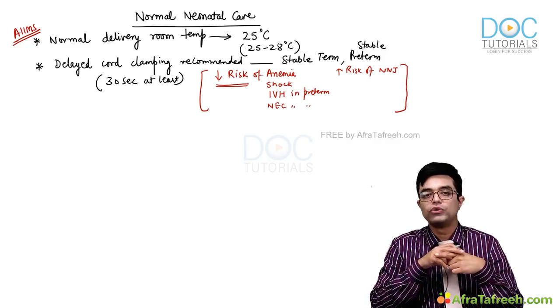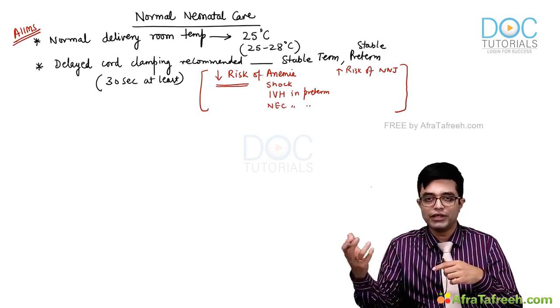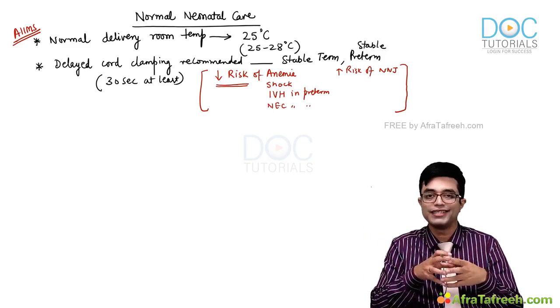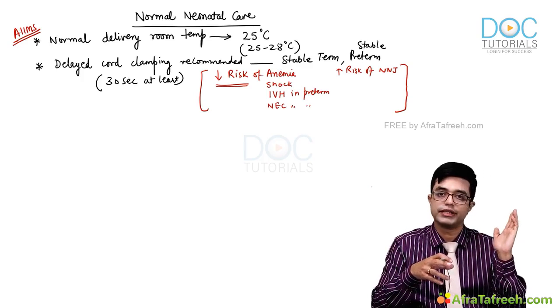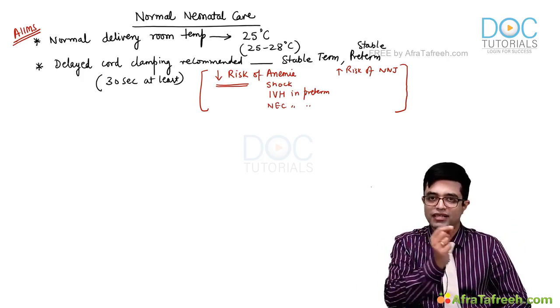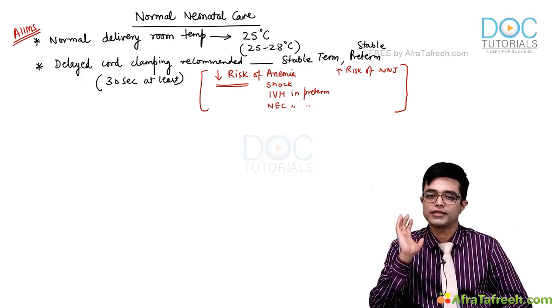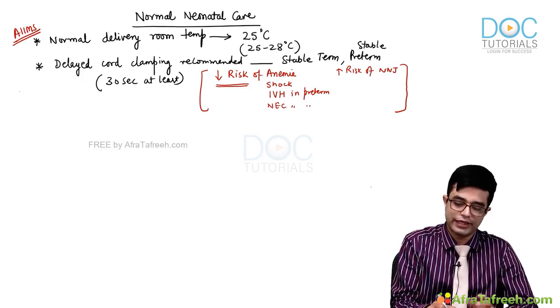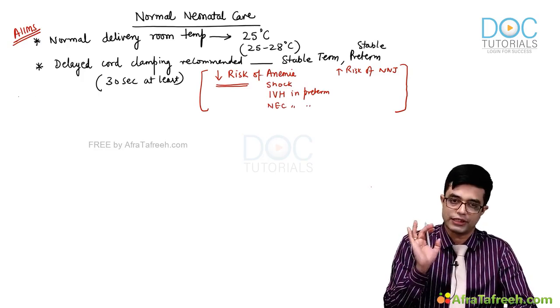The practical point to note is, if the child is not breathing or if the child has asphyxia, you don't wait for 30 seconds thinking that sir has told 30 seconds so we will delay cord clamping. No, there you immediately cut and start with the resuscitation as early as possible. So delayed cord clamping need not be given any consideration when the child is having asphyxia.